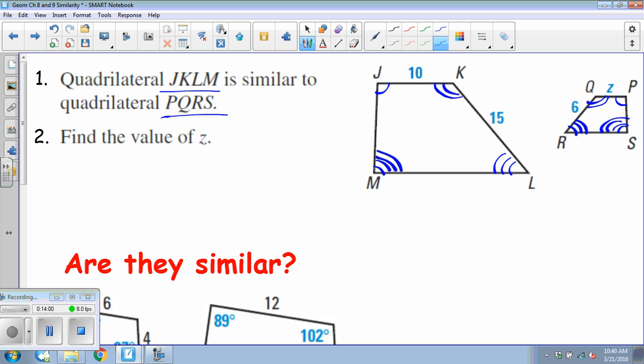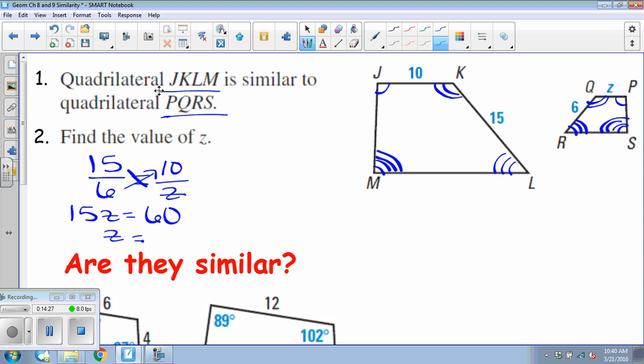And so I know that 15 corresponds with 6. So that's 15 over 6 has to equal, and then JK is between 1 and 2. So QP is also 1 and 2. So that's 10 over Z. So then we cross multiply. So 15Z equals 60, right? And so divide by 15. So Z equals what? 4. Okay? Any questions?